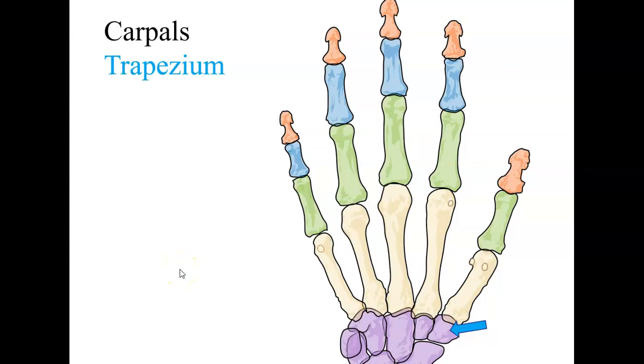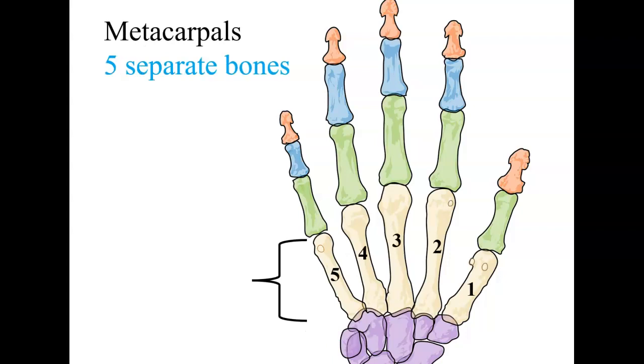So now I'm just going to show you each of the bones in isolation. So there's the trapezium, trapezoid, capitate, and hamate. Then we have scaphoid, lunate, triquetrum, and pisiform. Moving up from the carpals, we have the 5 separate bones called the metacarpals. These metacarpals are numbered from the thumb side to the pinky side, 1, 2, 3, 4, 5. So we have 5 metacarpals making up the palm bones.